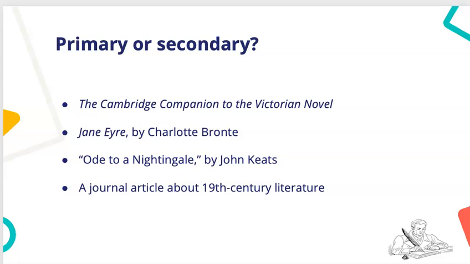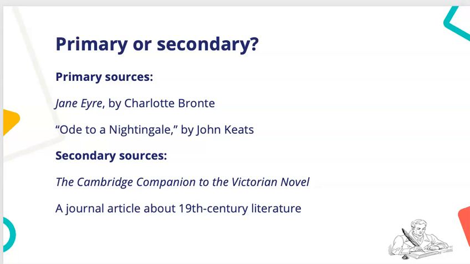The Cambridge Companion to the Victorian Novel, Jane Eyre, Ode to a Nightingale by John Keats, a journal article about 19th century literature. So these are types of sources which we can find, and which of these sources should be considered a primary source? If you are reading all these sources, then they will be called secondary sources. But when we are doing research on our own, going for a survey, observing some phenomena, then it will be primary sources.